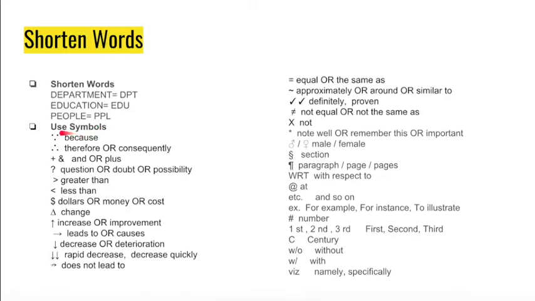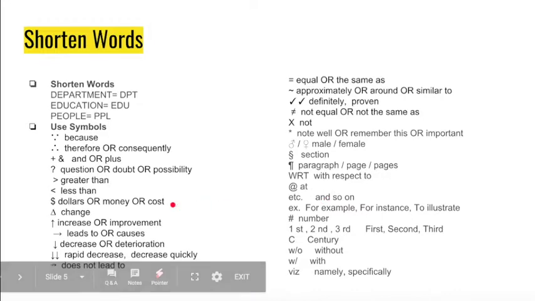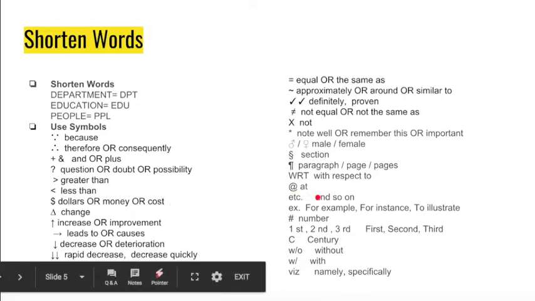Another way to shorten words and take notes in a quick way is just to use symbols. You can create your own symbols. Here I listed a couple of symbols that you might want to use when you are taking notes. You can spend some time with those symbols and practice when you are taking notes. But it is definitely okay to create your own symbols. So let's take a look at the symbols.